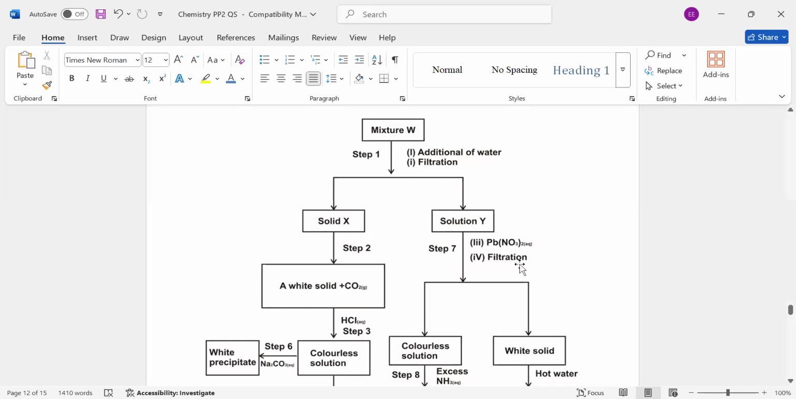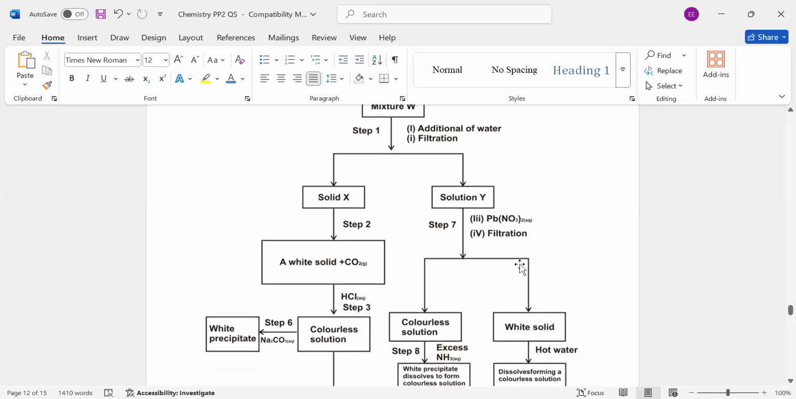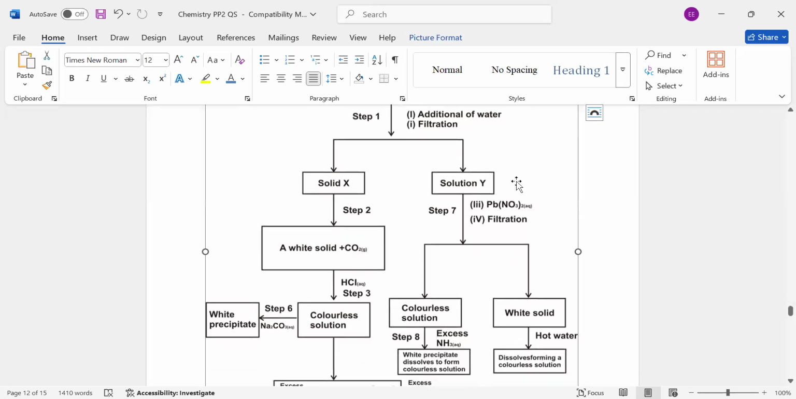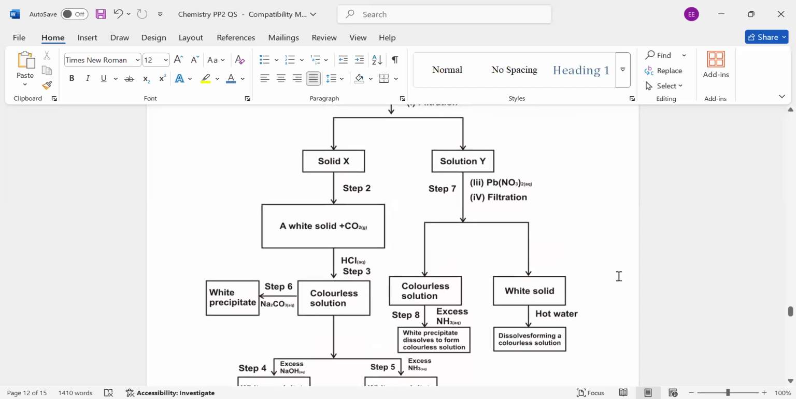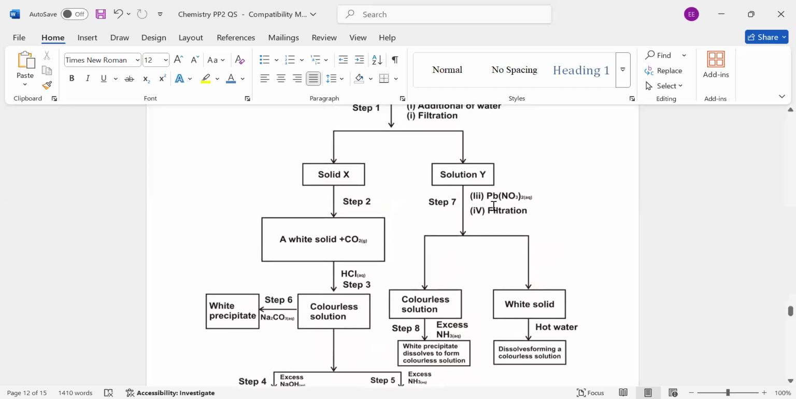Okay, let's start with Y here. This Y is already the solution, the salt that is soluble. Let's proceed. In this Y, we are adding lead 2 nitrate, then we are filtering. It simply means that if we add lead 2 nitrate to this salt and we filter, for us to carry out filtration, it means there was a precipitate.